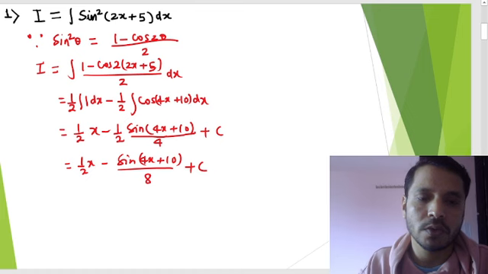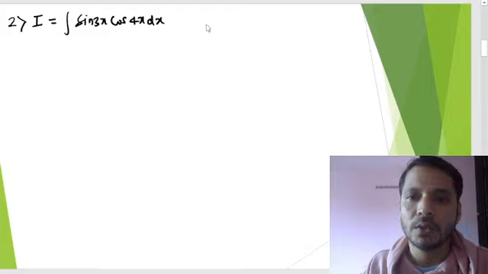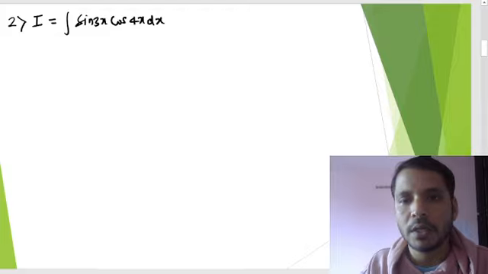Now we will move to question number 2. We have been given the integral of sin 3x cos 4x. How can we integrate it? Again here we need to convert it into single trigonometric ratios. So for that we have a formula.